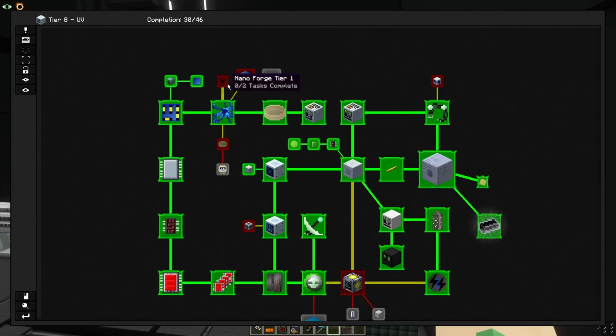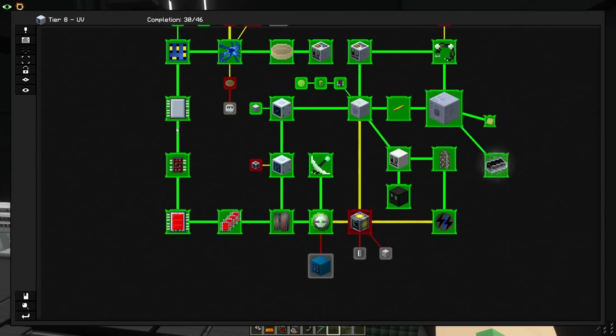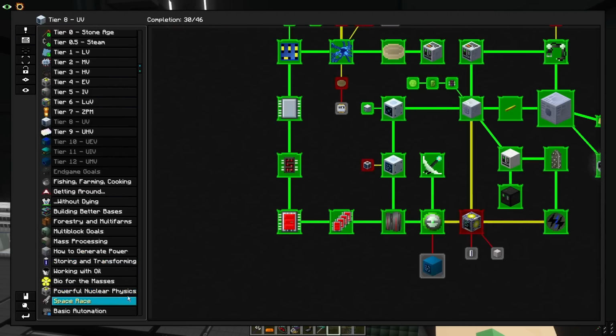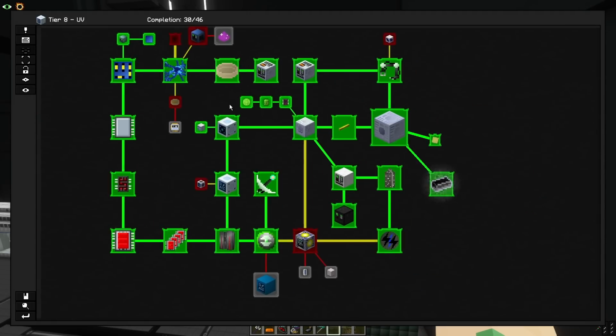I'm kind of undecided between progressing more, maybe making the space elevator even, making tier 7 rocket is another option. There's still quite a lot I can do now in UV, so I need to think it over a little bit.